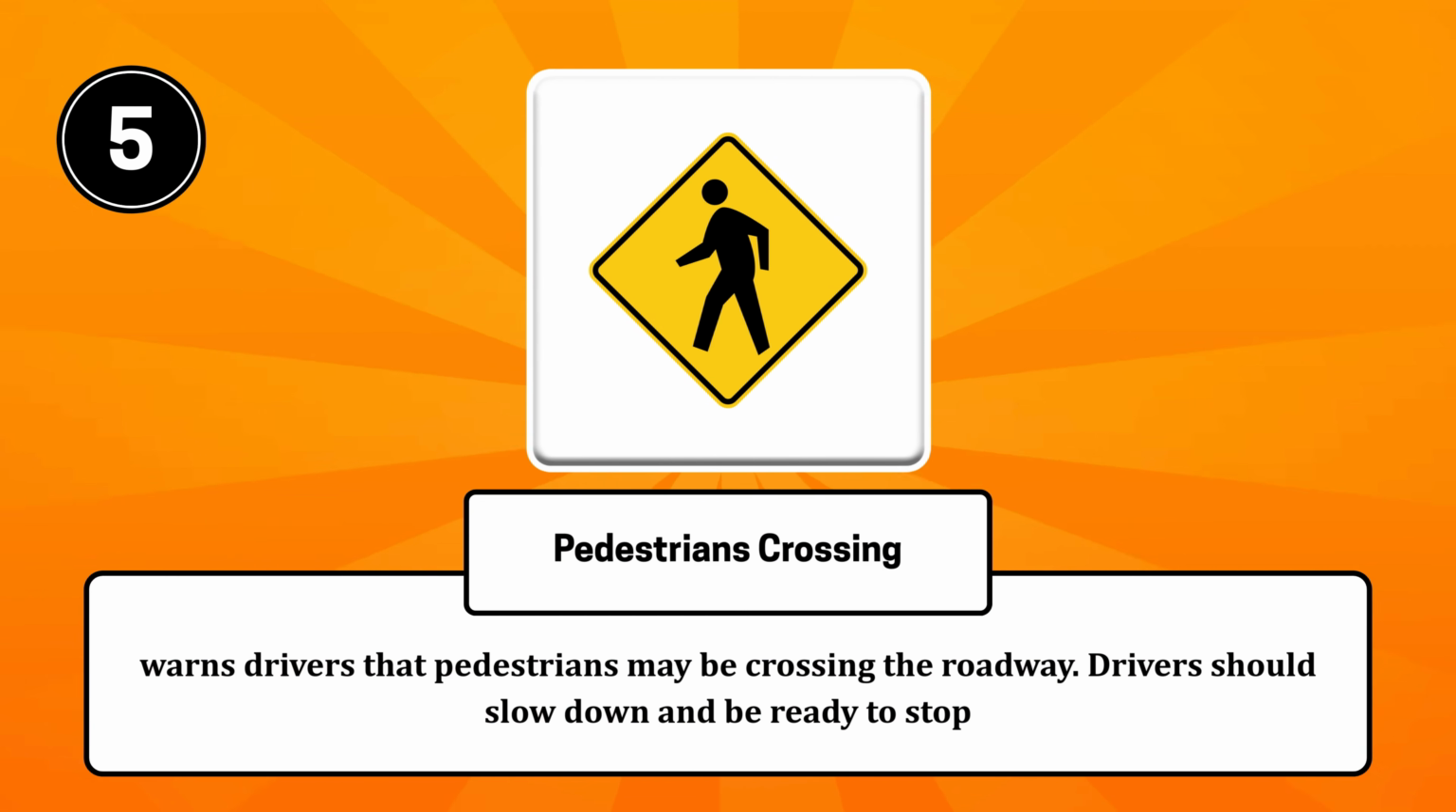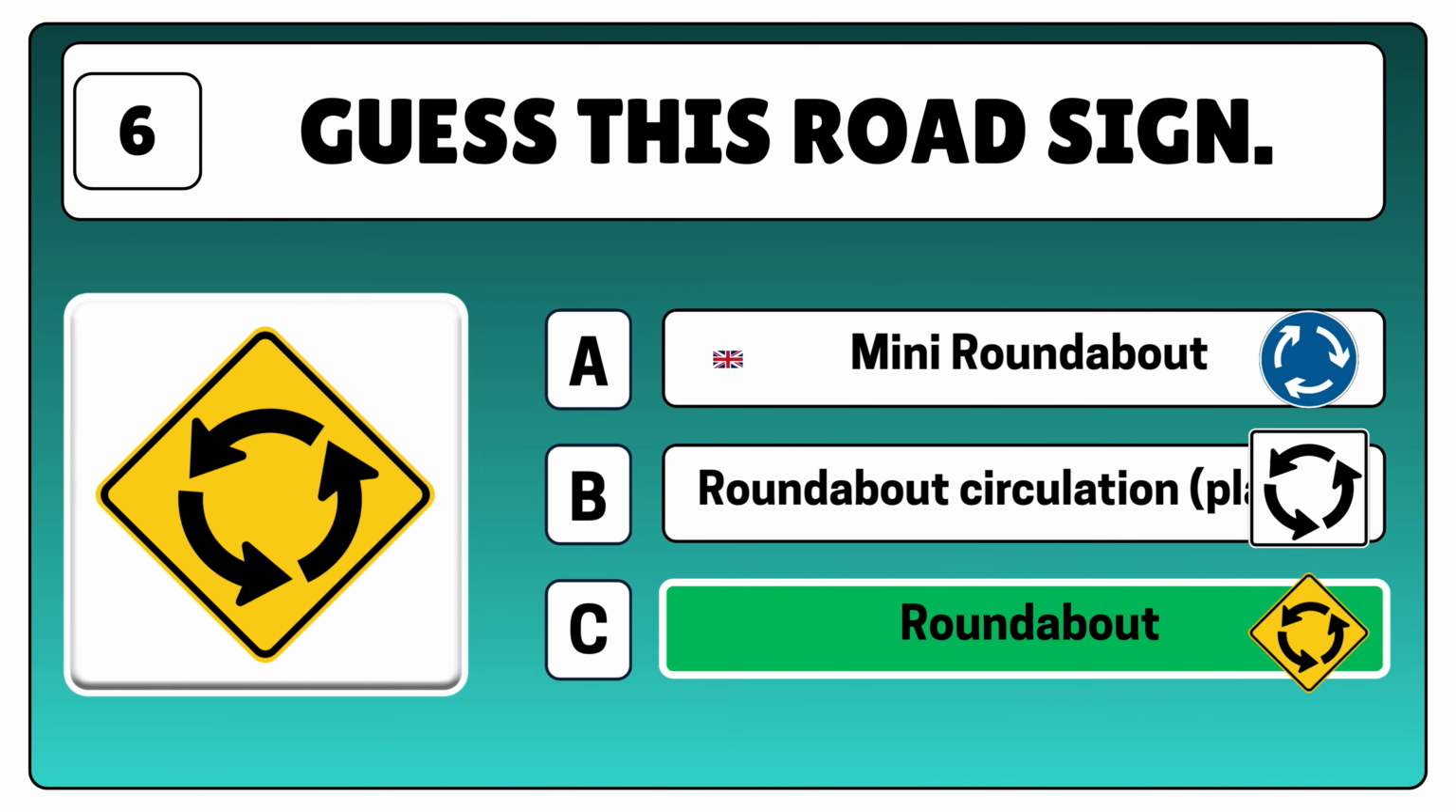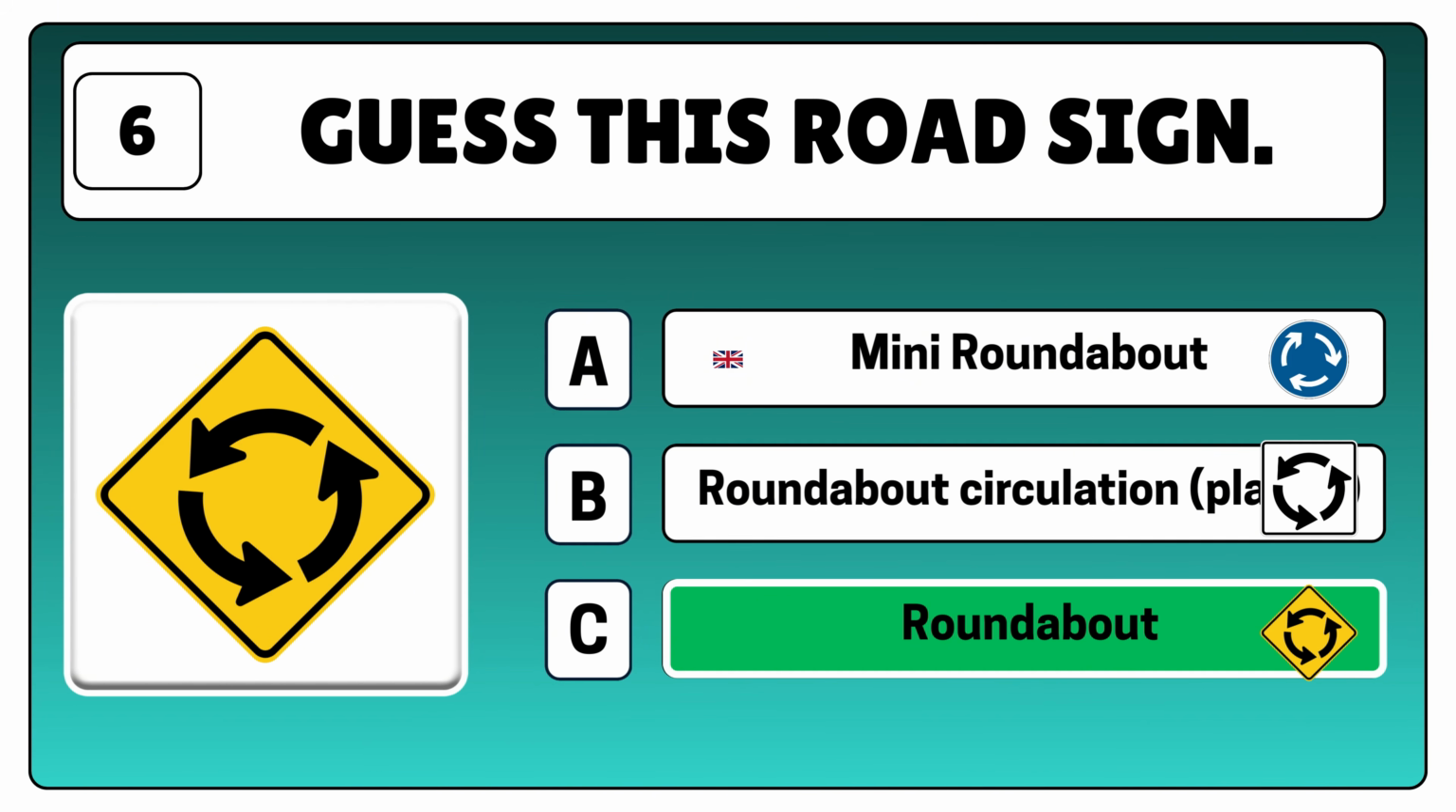The pedestrians crossing sign warns drivers that pedestrians may be crossing the roadway. Drivers should slow down and be ready to stop. Guess this road sign. That's right. This is a roundabout sign.